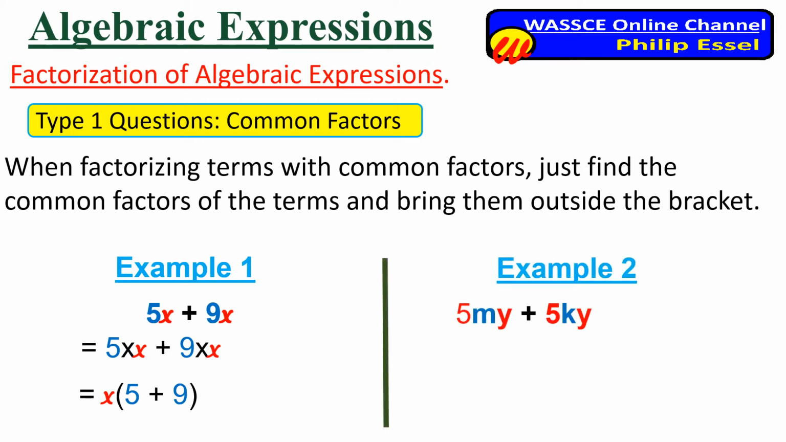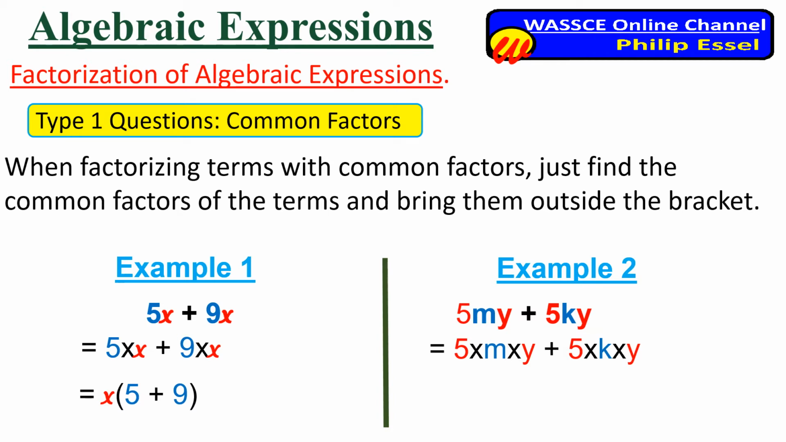Let's look at example 2. In example 2, we have been given the expression 5my plus 5ky, and we are to factorize this expression. This expression in expanded form would be 5 times m times y plus 5 times k times y.